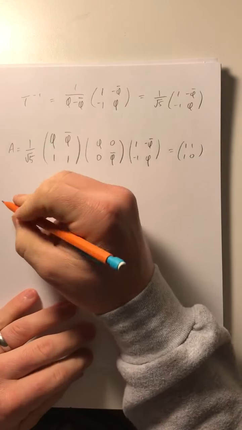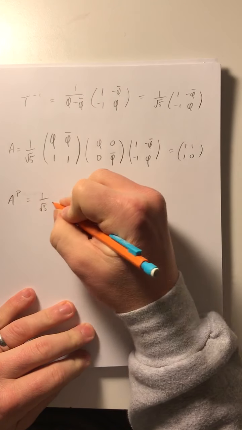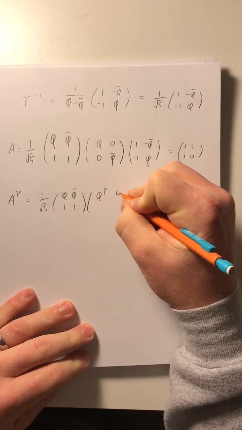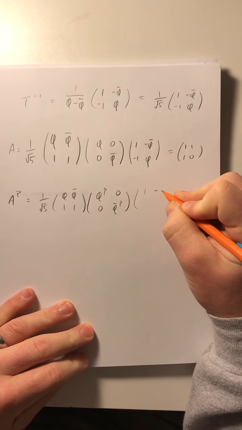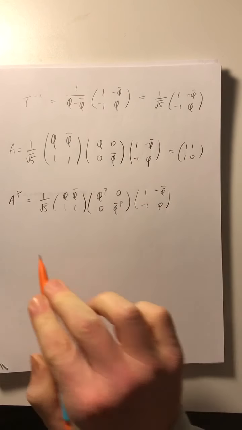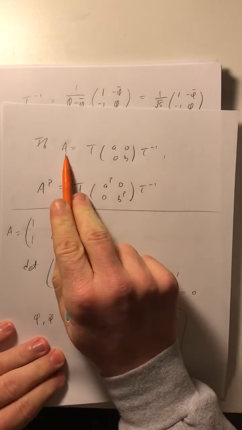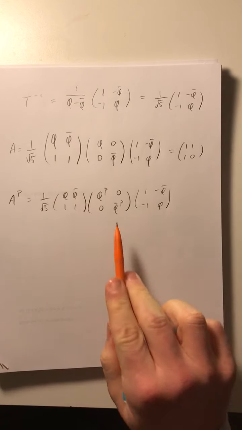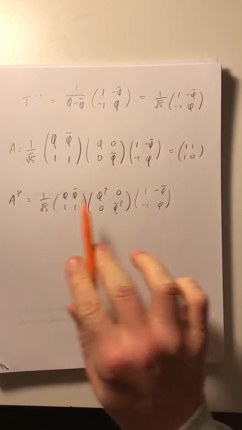Now what I'd really like to do is say A to the power p is 1 over square root of 5, phi bar, 1, 1, phi, to the power p, 0, 0, phi bar to the power p, 1, negative phi bar, negative 1, phi. I have A in this form, and I can raise A to the power p by just taking these diagonal elements and raising them to the power p. Phi became phi to the p, phi bar became phi bar to the p. Nothing else changed.